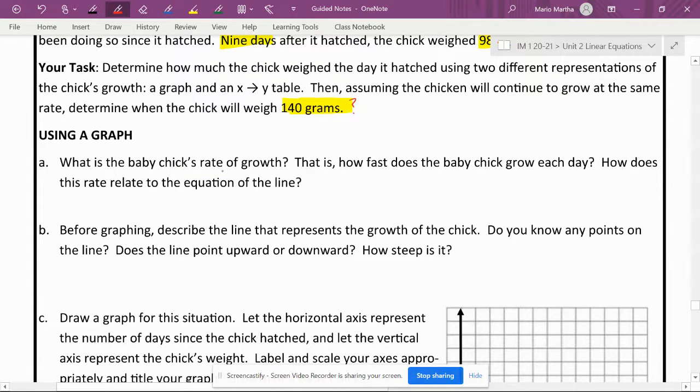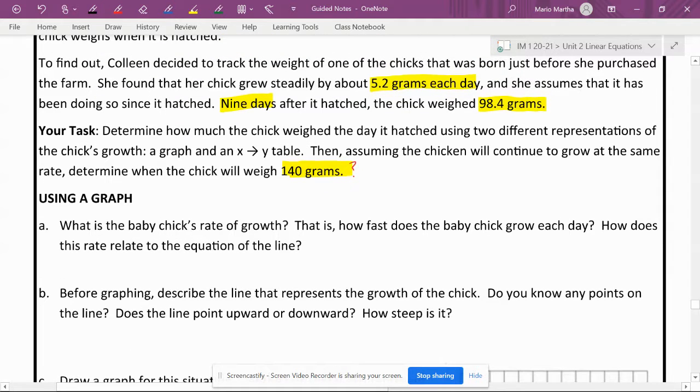So what is the baby chick's rate of growth? That is, how fast does the baby chick grow each day, and how does this rate relate to the equation of the line? So we know that, again, 5.2 grams each day. So the baby chick grows by 5.2 grams per day. And then how does this rate relate to the equation of the line? When we're talking about a rate, remember that is our slope. Our rate of change is our slope. So this would be the slope of the line.